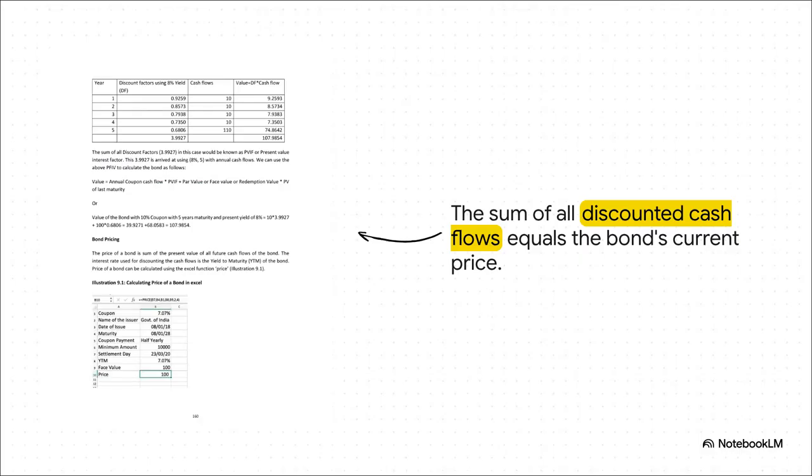So in this example, we have a bond paying a nice 10% coupon. But the current market yield for similar bonds is only 8%. Because our bond pays more than the going rate, investors are willing to pay more for it, a premium. So after we discount all those future 10 rupee coupons and the final 100 rupee principal at that 8% market rate, the sum comes out to about 108 rupees. It trades at a premium simply because its coupon is more attractive than what you can get elsewhere right now.